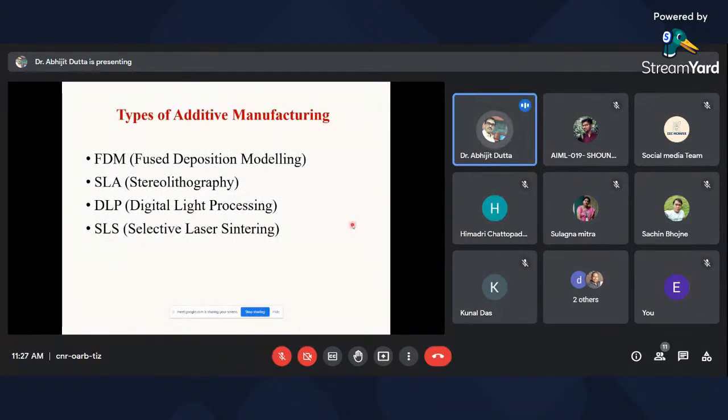Now today we will discuss only four of the most commonly used 3D printing technologies. The first one is fused deposition modeling, then stereolithography, DLP, which is digital light processing, and selective laser sintering. Among these four, the second and third, stereolithography and digital light processing, are very close to each other. The only difference is that in stereolithography we use UV rays, ultraviolet rays, while in digital light processing we can use any light source.